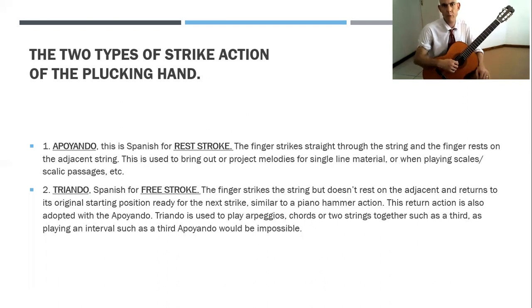Tirando is Spanish for free stroke. The finger strikes the string but doesn't rest on the adjacent and returns to its original starting position ready for the next strike, similar to a piano hammer action. This return action is also adopted with the apoyando. Tirando is used to play arpeggios, chords and 2 strings together, such as a third, as playing an interval such as a third apoyando would be impossible. So with this piece I'm going to play the melody apoyando and the accompaniment tirando.